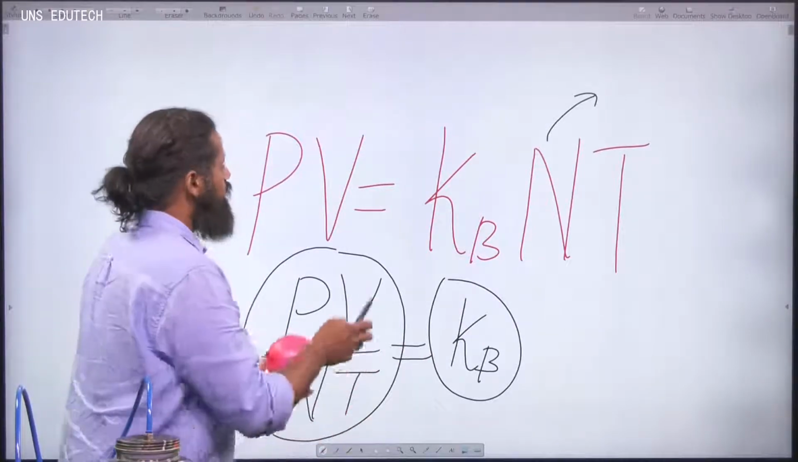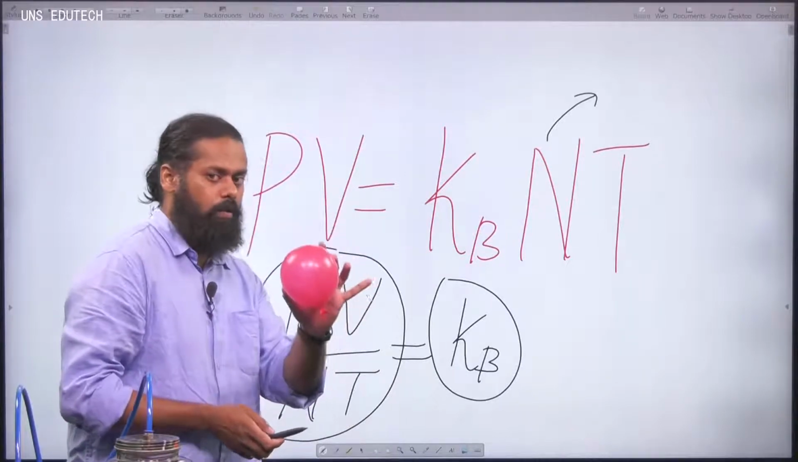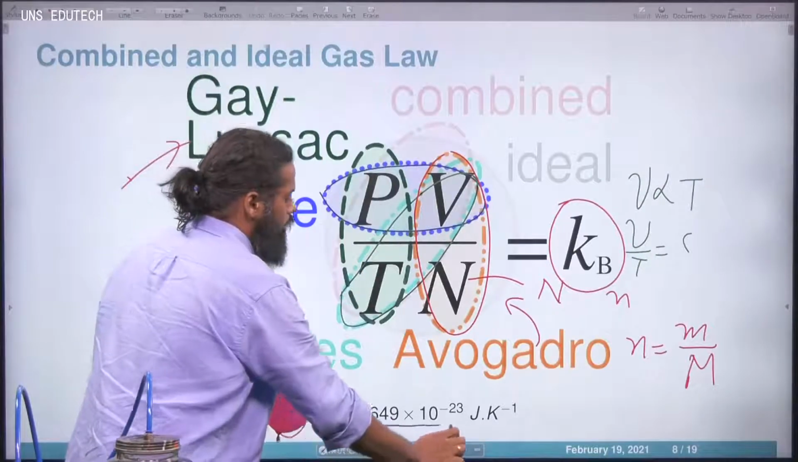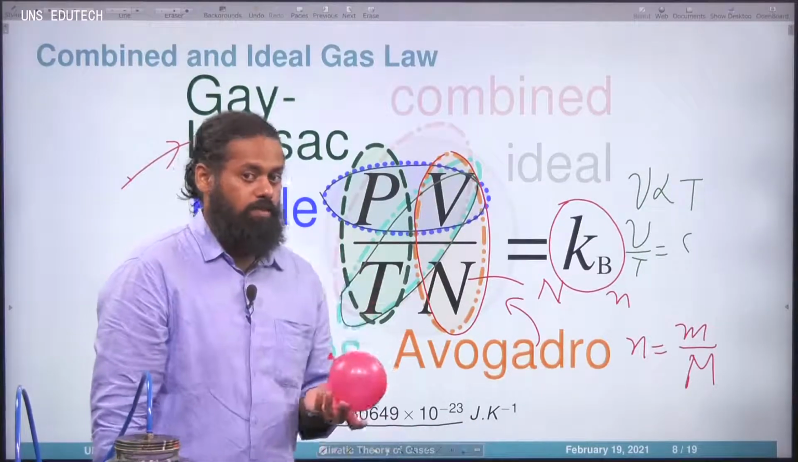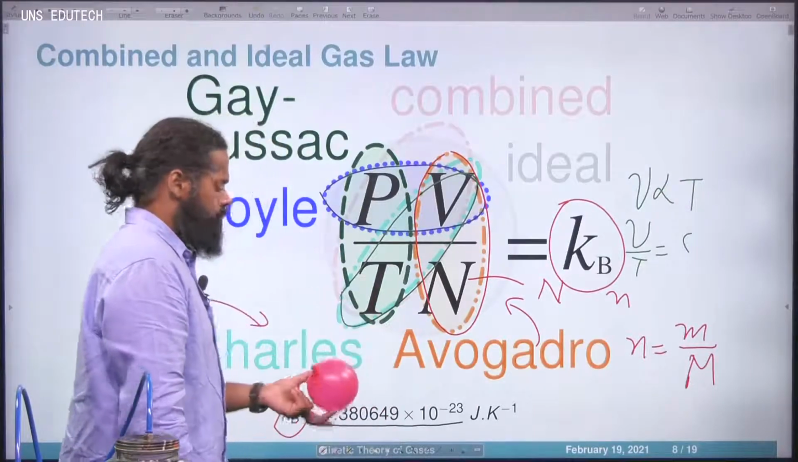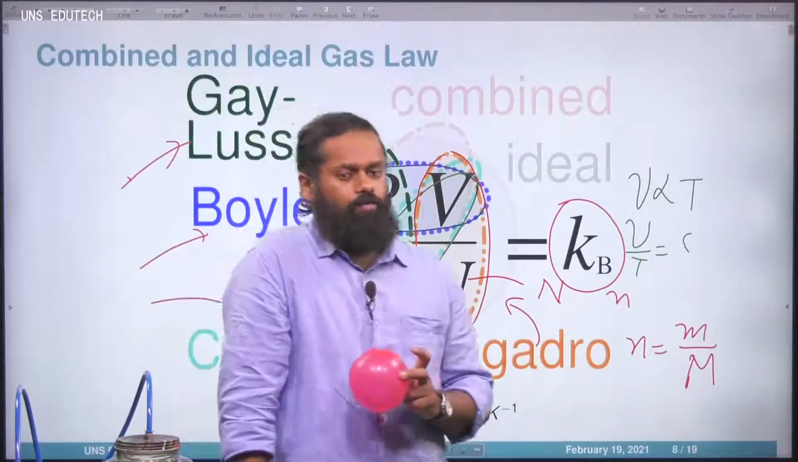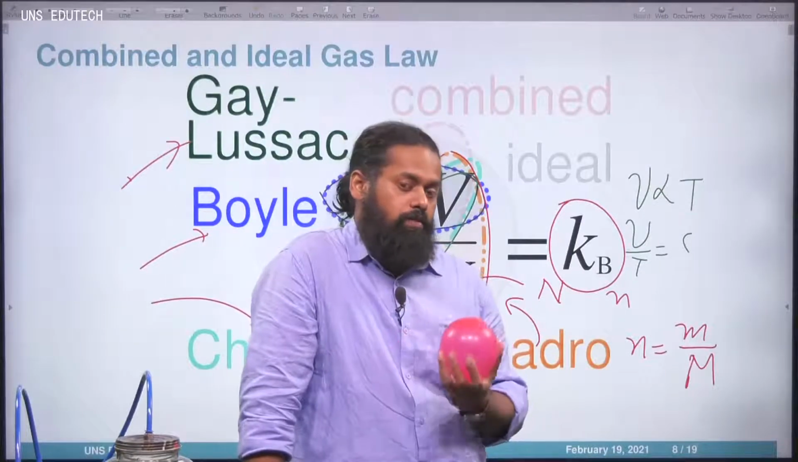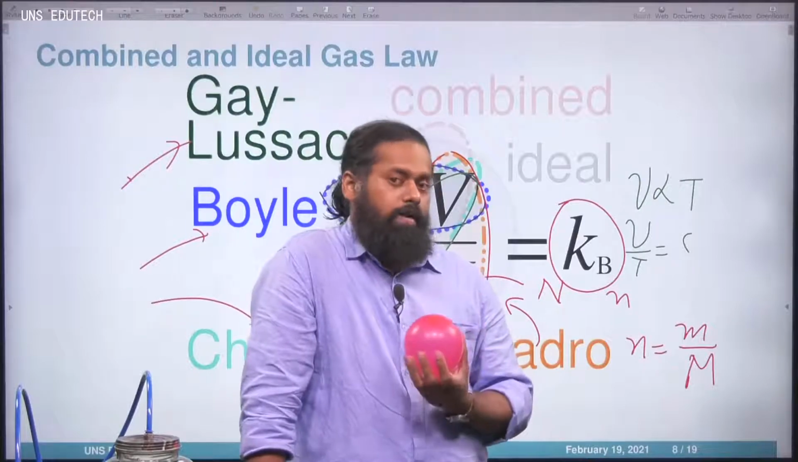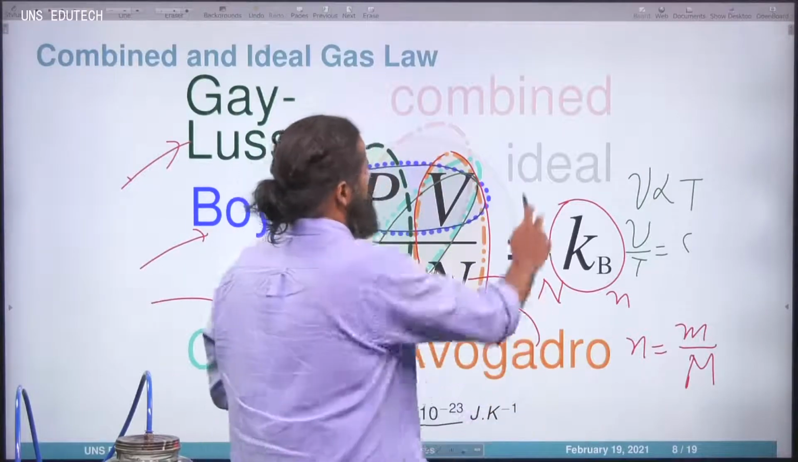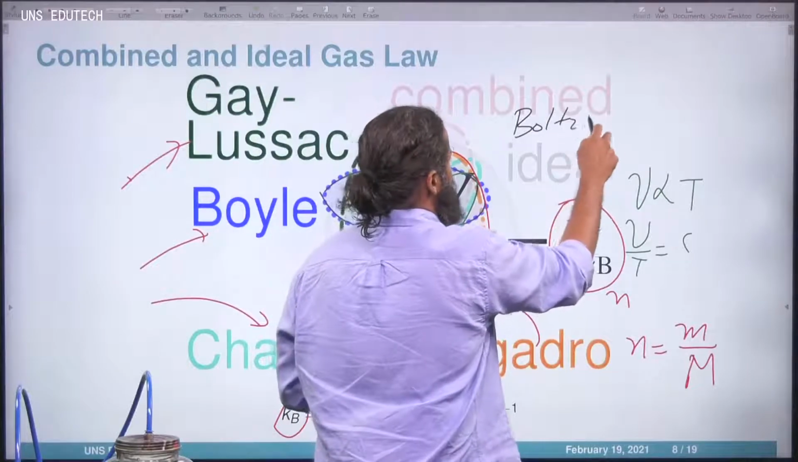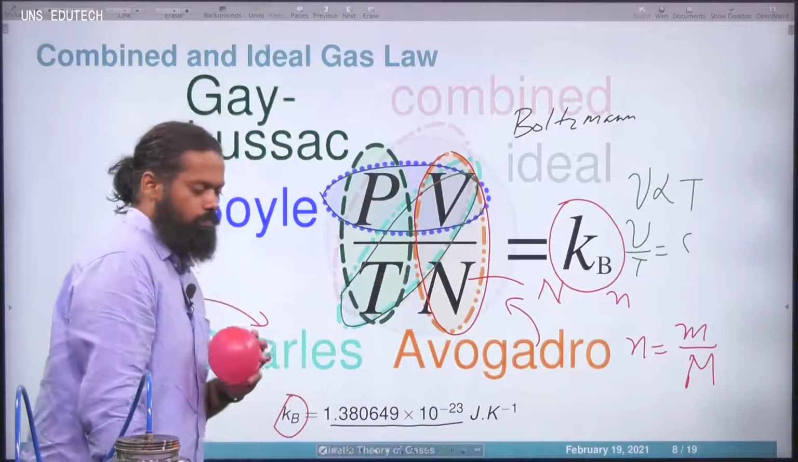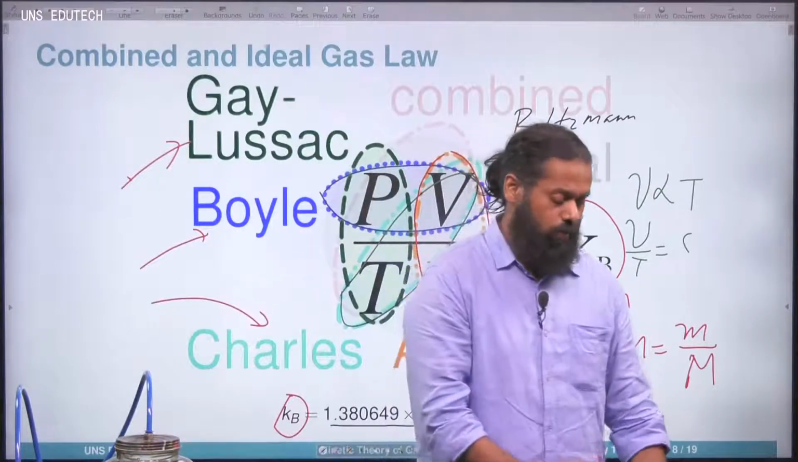So this says that even for this balloon, if you do that calculation, you will get a single constant, and that value will be 1.38 into 10 to the power minus 23. This is the importance of physical constants. It is very interesting. So that is the idea behind the ideal gas equation. Combining all the gas laws together, we write down a single equation, and we get one constant called the Boltzmann constant. Boltzmann is spelled B-O-L-T-Z-M-A-N-N, Boltzmann constant.